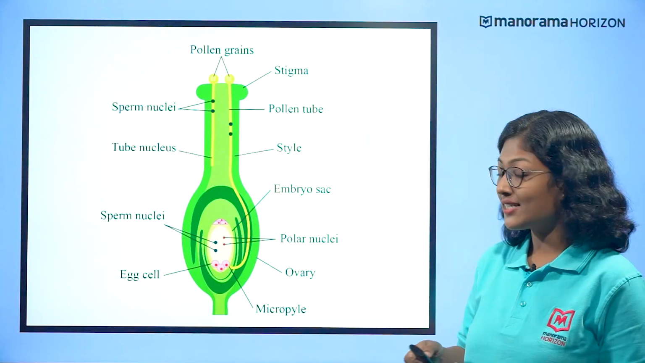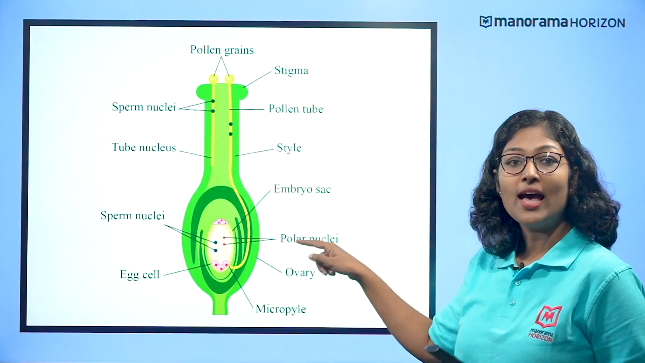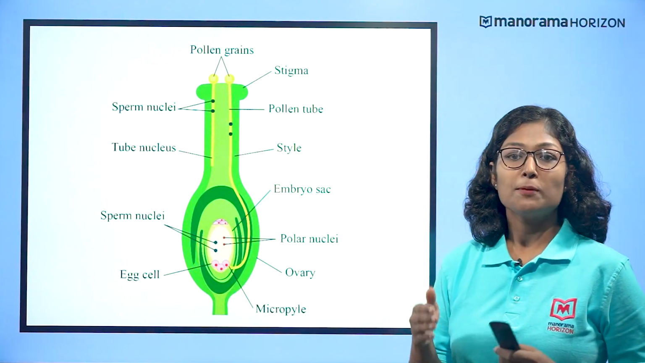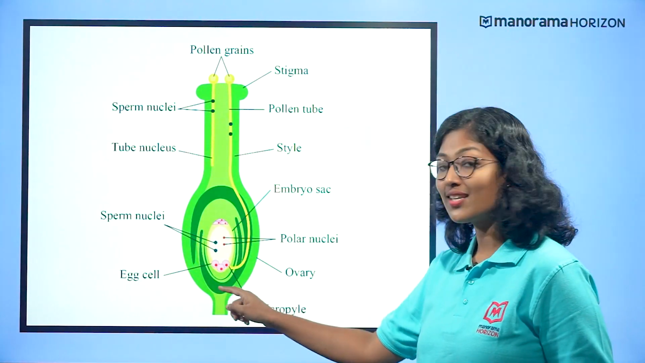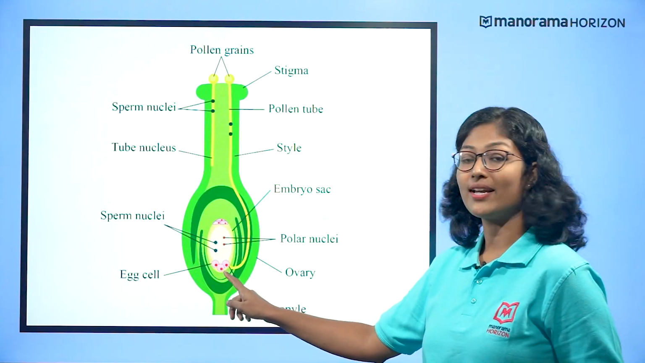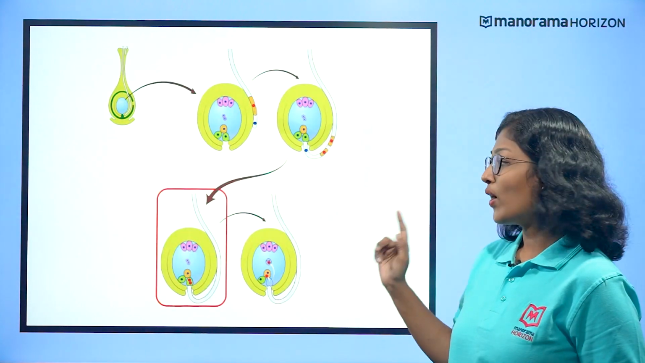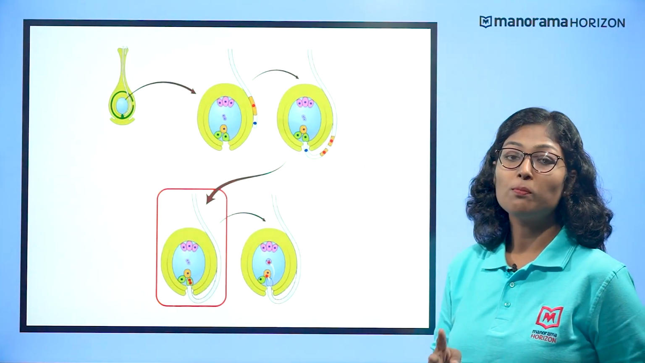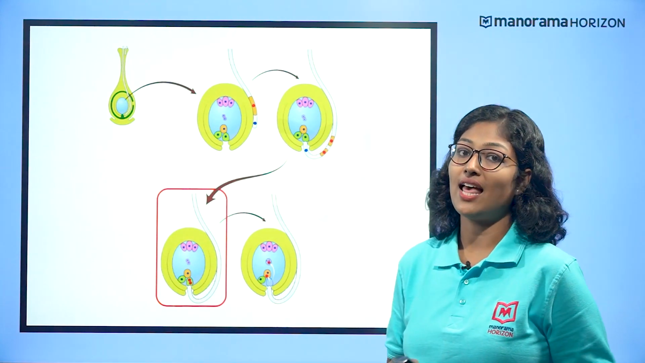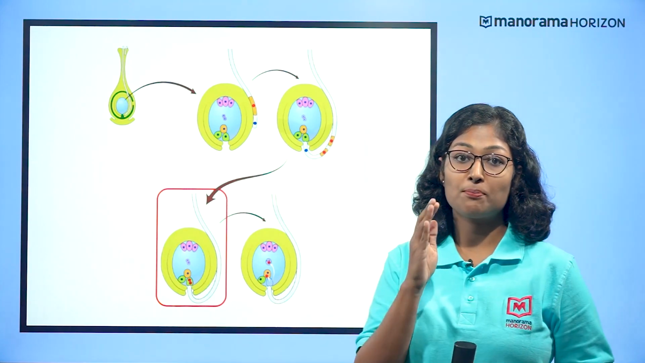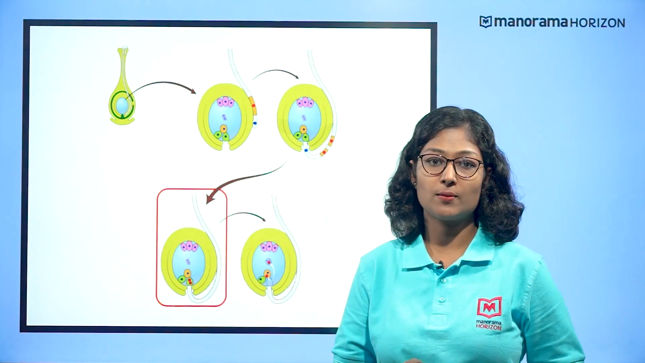So what is the fate of a pollen that lands on the stigma? The pollen germinates and forms a pollen tube which grows through the style and moves towards the ovary. The pollen tube enters the ovule through synergids present at the micropylar end and releases two male gametes. One male gamete fuses with the two polar nuclei of the central cell and forms the primary endosperm nucleus, that is PEN.